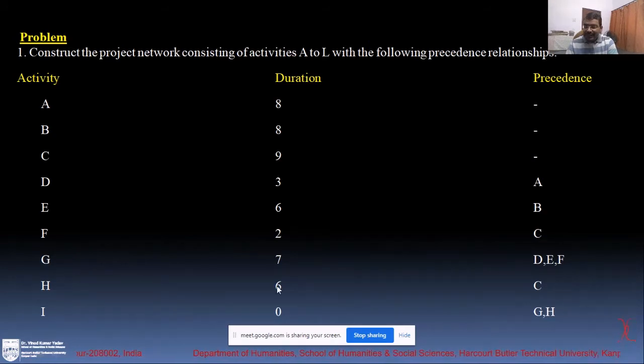G activity is basically taking 7 minutes and starting after D, E, F. Are you getting my point? That means the D activity, E activity and F activity, these three activities would have the same end node, which is G's starting node. H activity is starting after C, and the I activity is the 0 activity, 0 minutes, and which follows G and H.